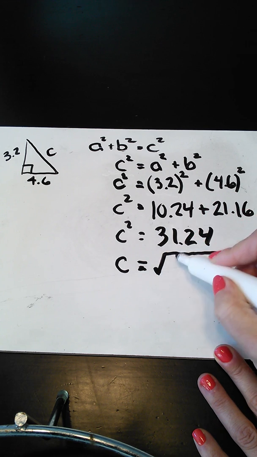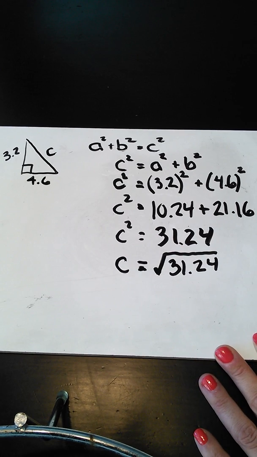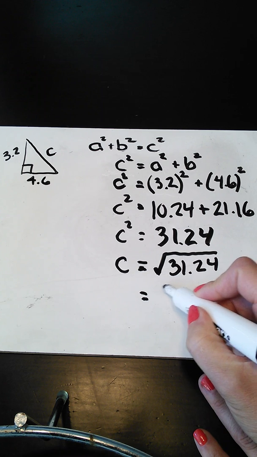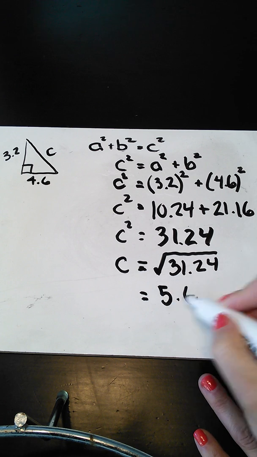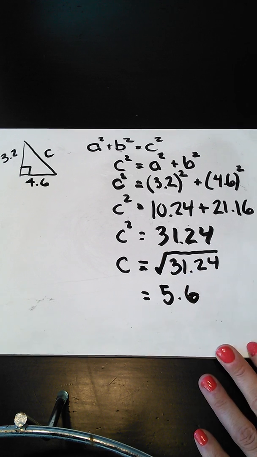So the square root of 31.24 is going to give us what c is. So therefore I solve that in my calculator and I end up with 5.6. So 5.6 times 5.6 should end up to be 31.24.